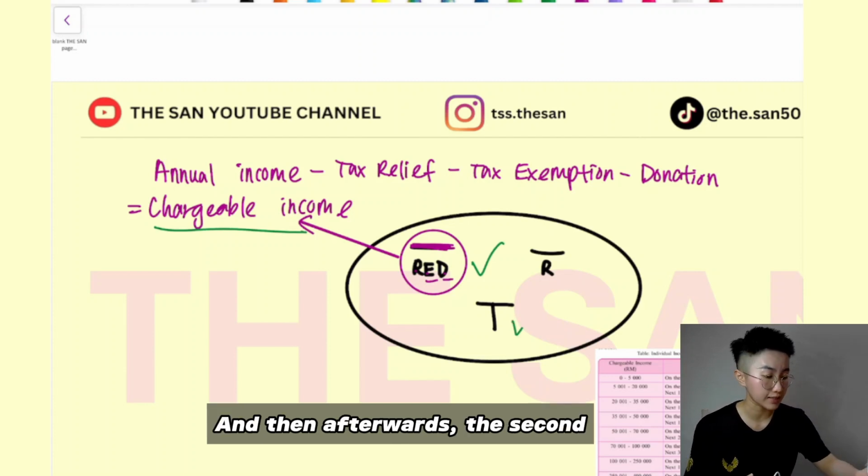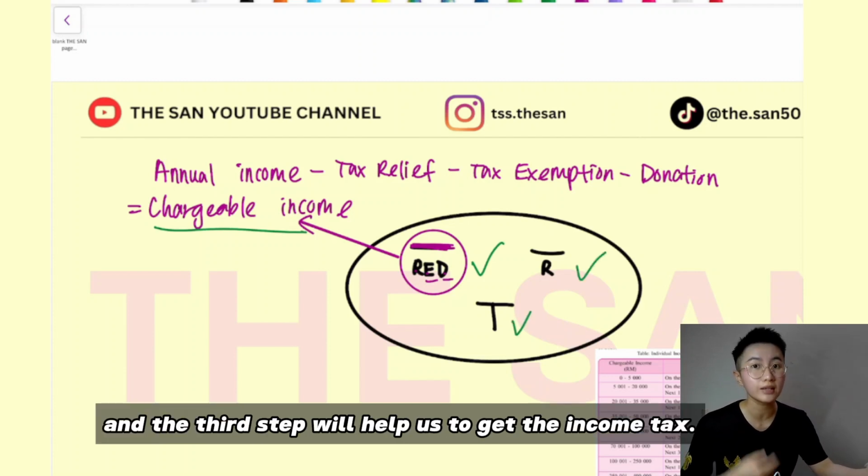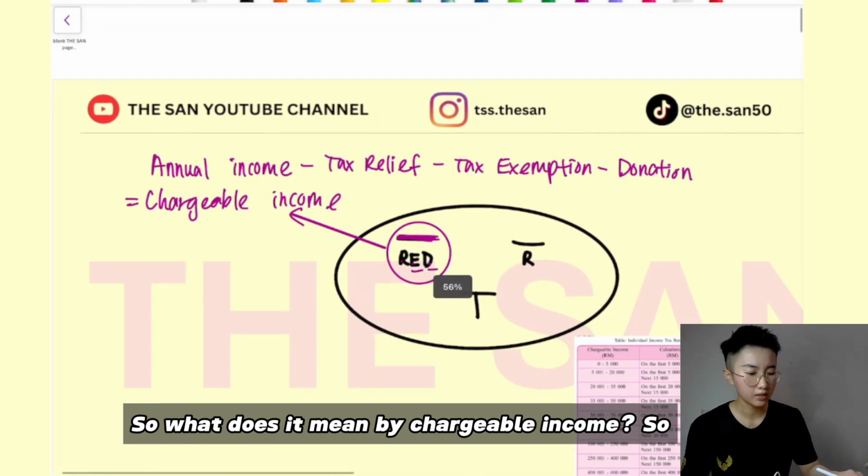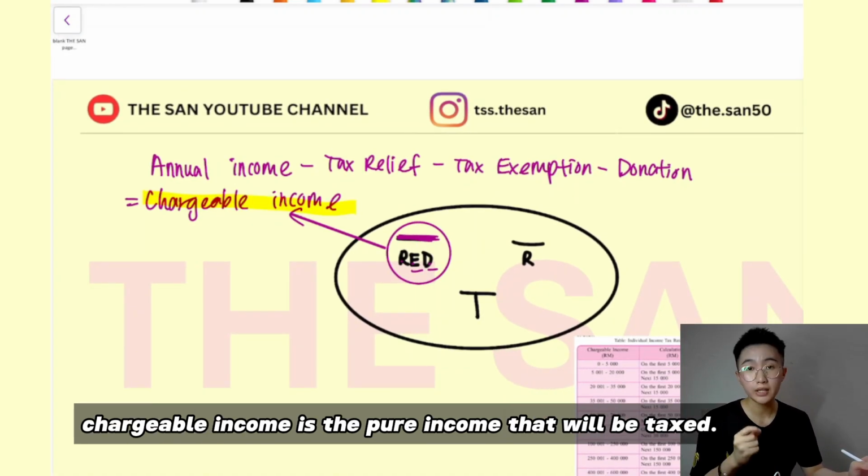Afterwards, the second and third steps will help us get the income tax. So what does chargeable income mean? Chargeable income is the pure income that will be taxed.